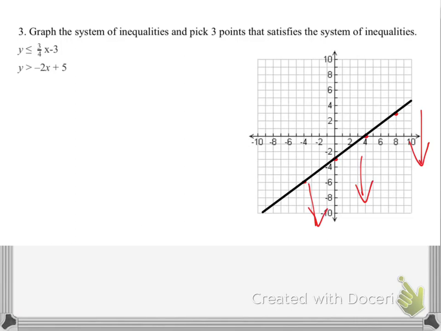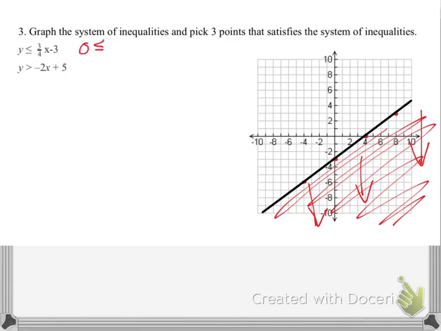If I am not comfortable with knowing that and just going ahead and shading that in, I could test a point. So if I plug in 0, 0, that should be false. Is 0 less than or equal to 3/4 times 0 minus 3? That cancels. 0 is less than or equal to negative 3. Not true, right? Negative 3 is smaller. So that works. That's really good because this point is not supposed to be part of this solution. Yay! Let's move on to the next inequality.